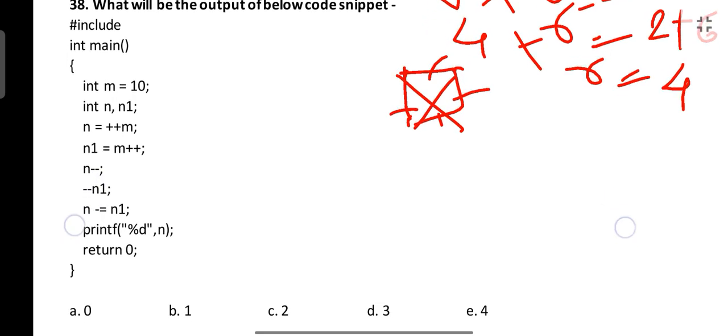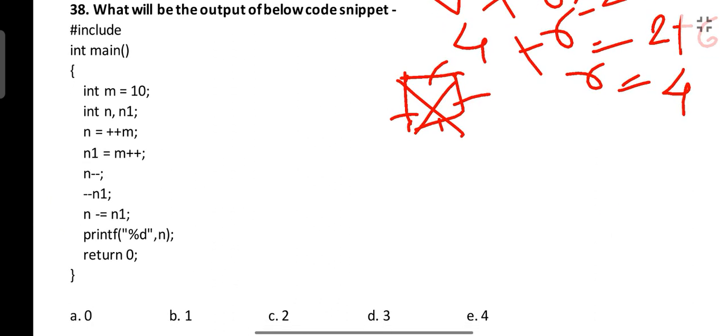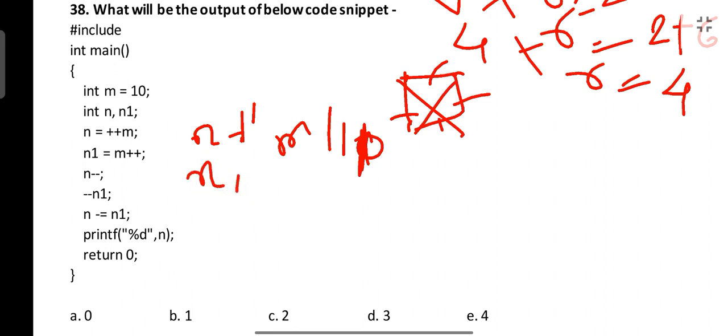What will be the output of the below code? Okay, so let's see. M is equal to 10 is given. N and N1. N is equal to ++M. So here, what is N? M will be 10 here only. Sorry, N will be 11. And after that N will be 11 also here. Then N1 will become M++. N1 will become 11 here. Then after this expression, M's value will become 12.